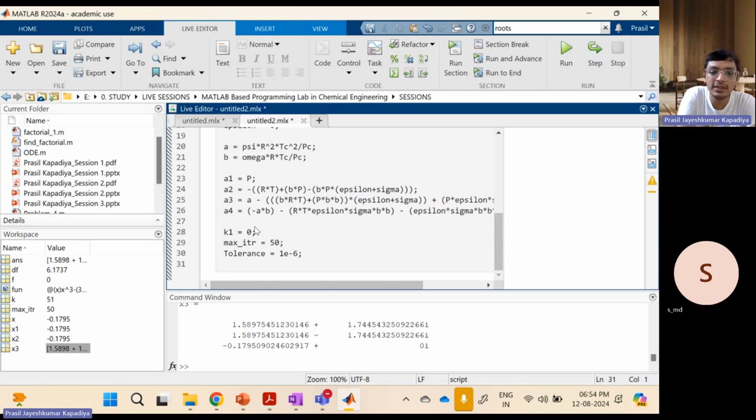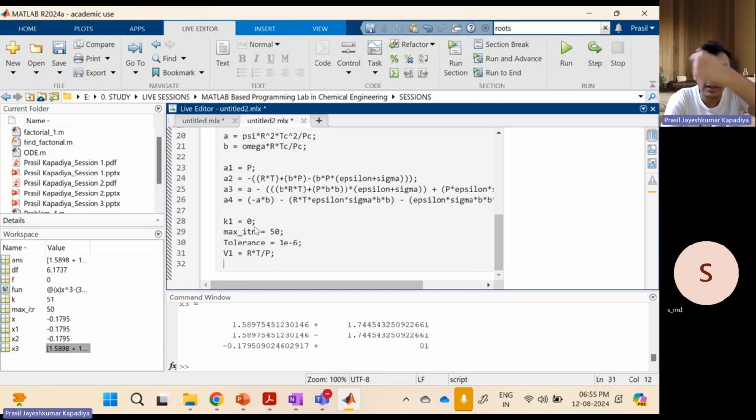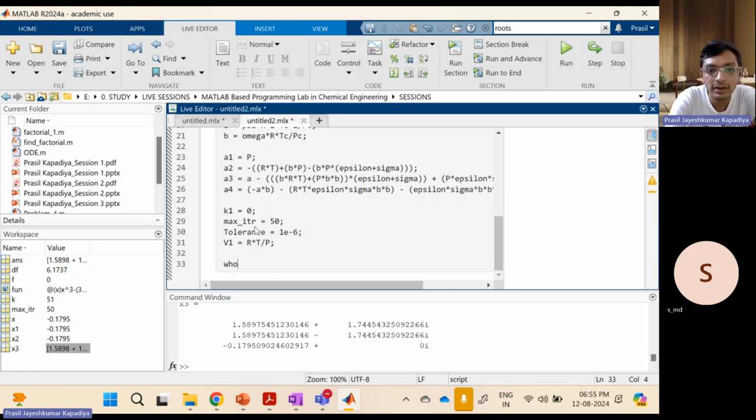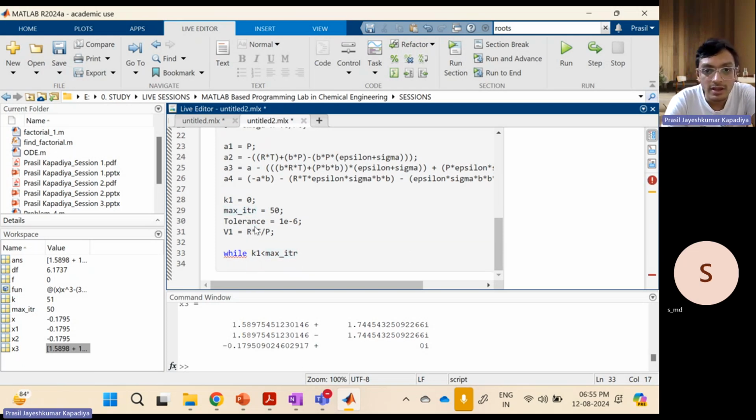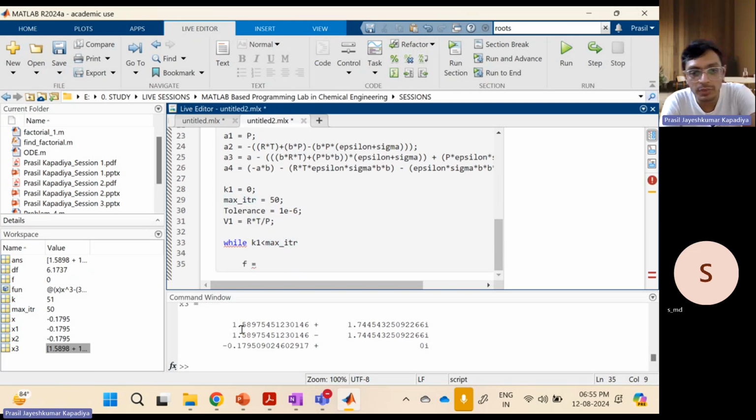And what should be my initial guess? For my vapor solution, my initial guess would be the ideal gas solution, right? R into T divided by P. This is my initial guess. Let's say while K1 is less than, let's say, less than maximum iteration, my function f is equal to, what is my cubic equation of state?